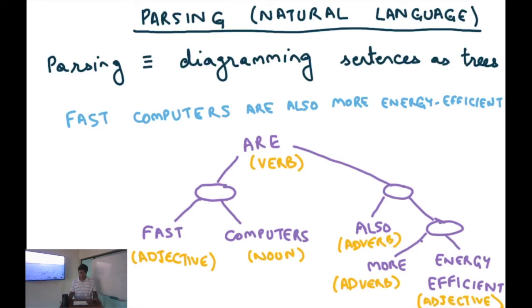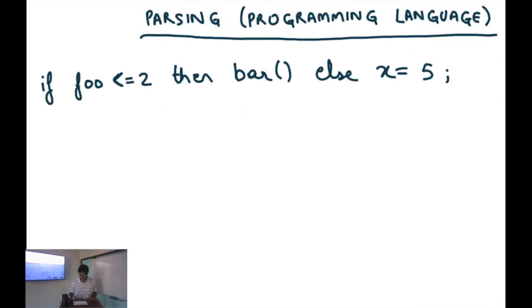So we learn these kind of rules in English language grammar, and we use these rules to identify and parse sentences. It is not very different in computers or programming languages. So here is a sentence, a programming sentence or a statement in a language like C. If foo is less than equal to 2, then bar, else x equals 5.